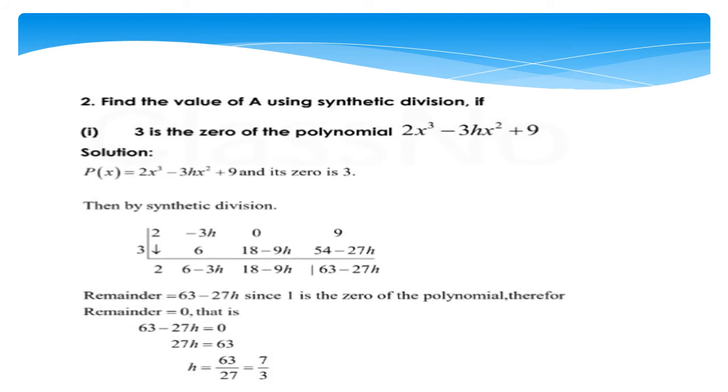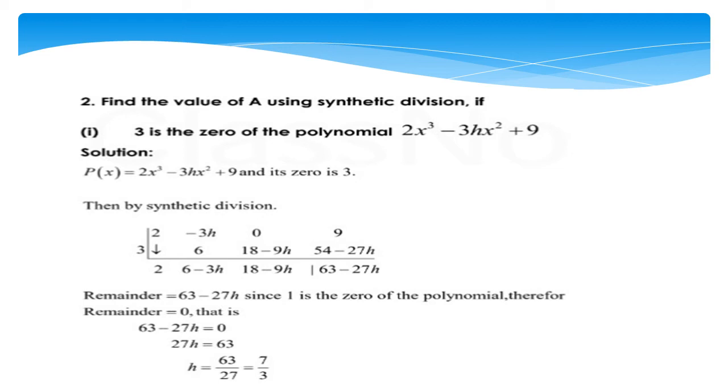Find the value of h using synthetic division. If 3 is a zero of the polynomial, find the value of h. The polynomial is 2x cube minus 3h x square plus 9. Solution.